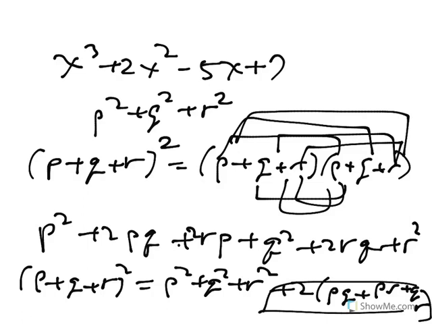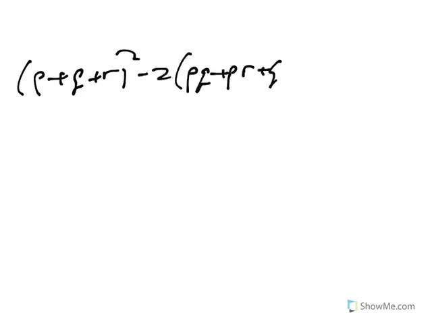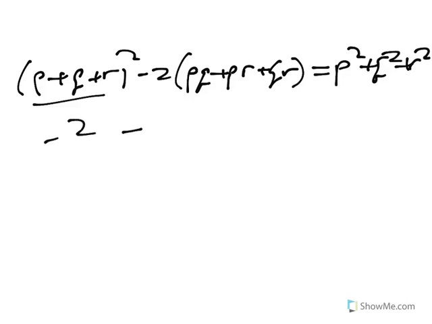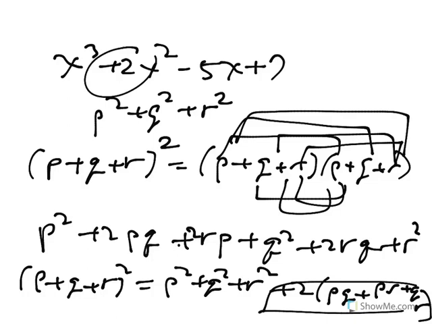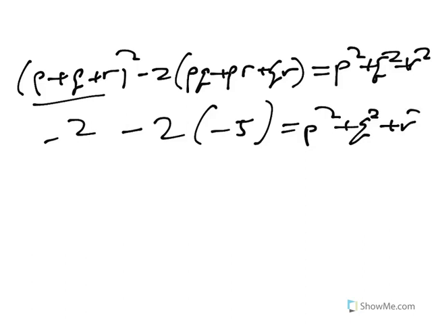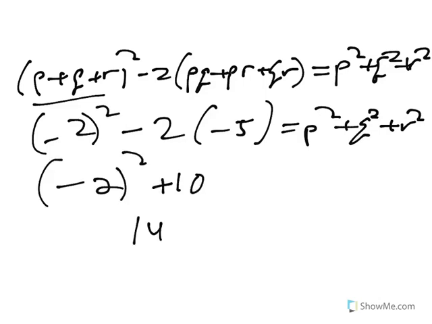And if I move this over to the other side, I get (p plus q plus r) squared minus 2 times (pq plus pr plus qr) is equal to p squared plus q squared plus r squared. Well, p plus q plus r is going to be negative 2 over 1. And pq plus pr plus qr is going to be negative 5 over 1. That's going to equal p squared plus q squared plus r squared. So I get negative 2 squared plus 10, which is 14.